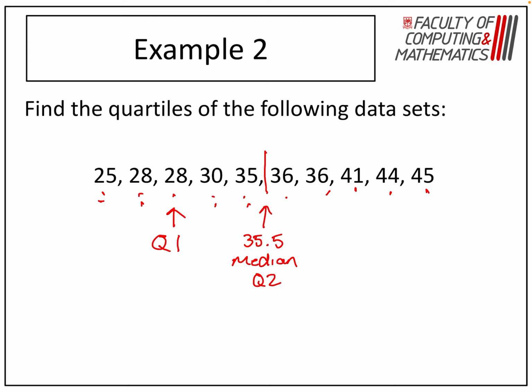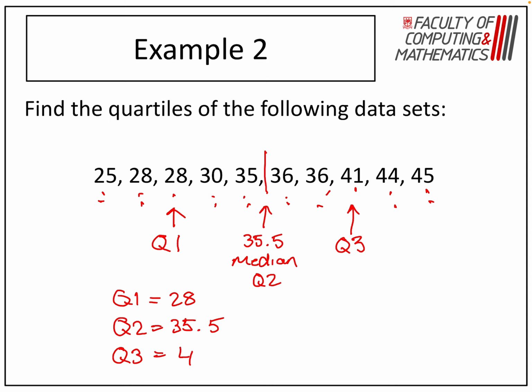And then we need to do the same for the second half. So again, I'll just use my dots. And then the middle part of that is going to give me 41 for quartile 3. So our quartiles, in this case, just making sure we're answering the question properly, we need to state it. Quartile 1 is 28, quartile 2 is 35.5, and quartile 3 is 41. Okay, and so we found the quartiles of that data set.